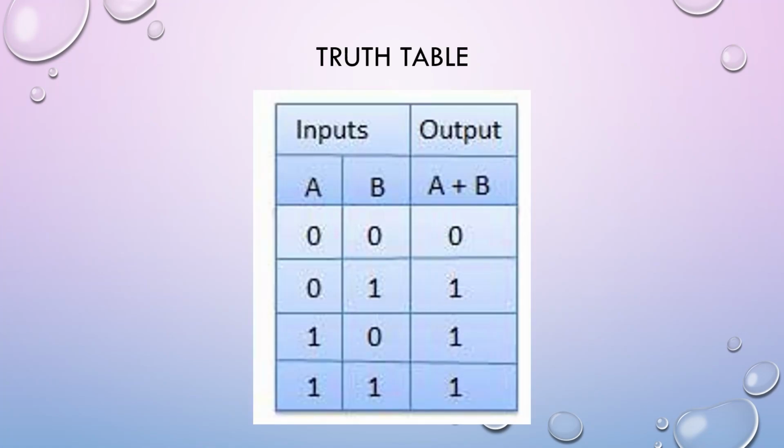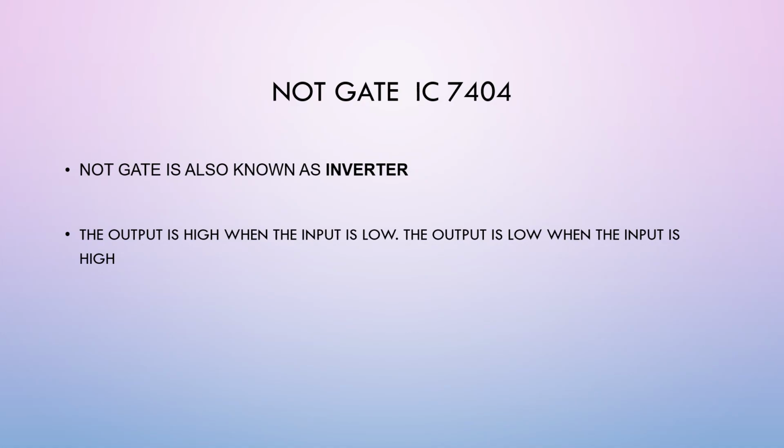As you can see from the truth table of OR gate, when even one of the input is 1, the output will be 1. And when both the inputs are 0, the output will be 0.